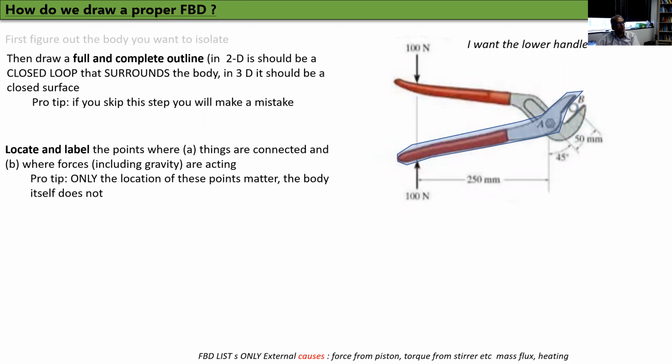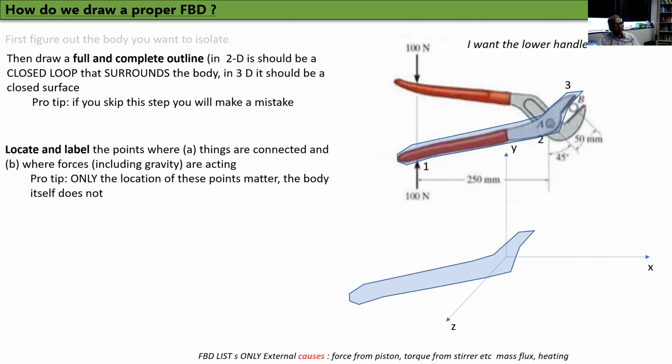Locate and label the points where things are connected and where forces like gravity are acting. In reality, only the location of these points matters. The body itself does not matter. So point number 1, I have a 100 Newton force. Point number 2 is a pin joint where I connected the two links together. And point number 3 is where the grip, whatever the object I'm gripping, is preventing these things from closing. Okay, there's contact there. Now I'm going to draw this thing separately, and I'm going to draw my axis.